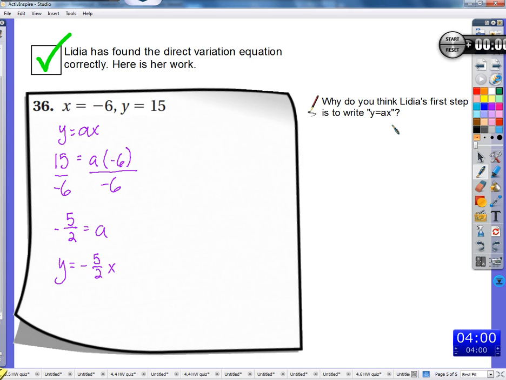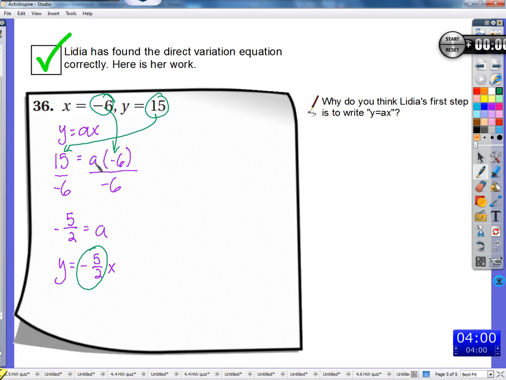In the end, she needs to figure out what a is. She needs a number to be there for a. Yeah, I think we've said that already today. Okay, but she doesn't know what a is. She just knows that y and x vary directly. And she knows that x equals negative 6 when y equals 15. So if x can be multiplied by a number to get y, we can just take x, multiply it by some number that we don't know yet, and say that we get 15.